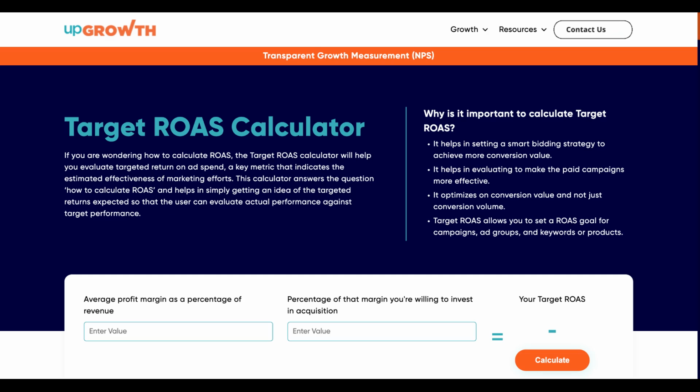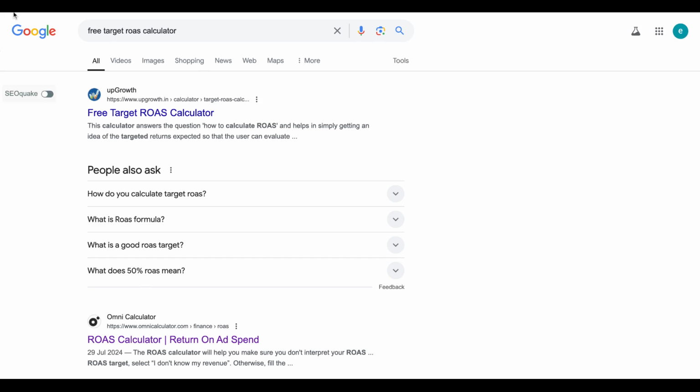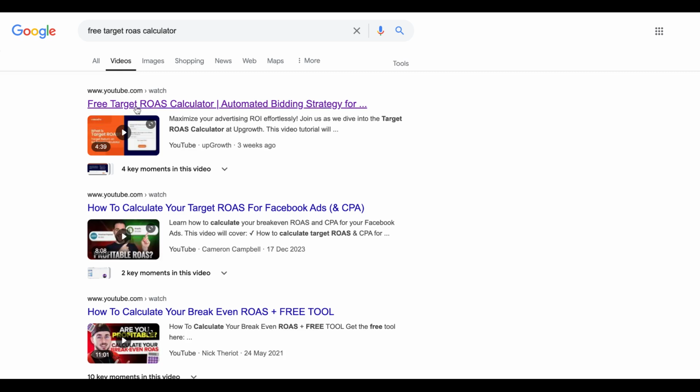The former one, which I recently shared, uses three input variables. If you're not familiar with those variables, you can check out the alternate calculator. We have also detailed a video on it. You can either access that video from the SERP, or I'll be linking that video in the description. You can check it out from the description link as well.